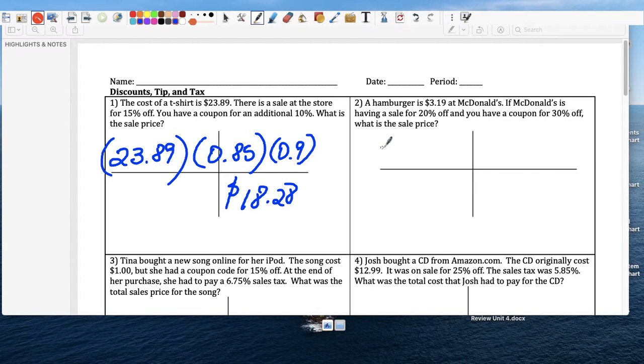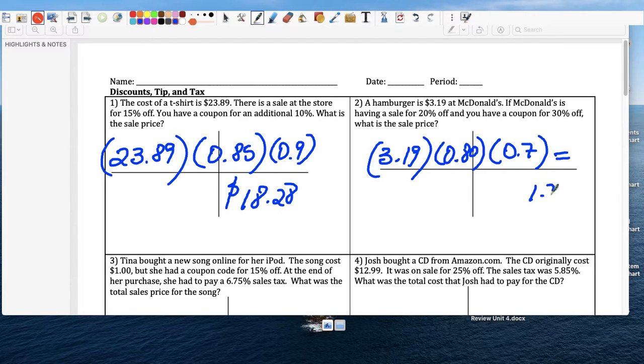Number two, we have a hamburger, $3.19. We have two discounts on top of that. So the first discount is going to reduce our price to 80%. And then we're going to have a new price, right? My hamburger is going to be at a lower price. And from that price, I want to take 30% off, which means I'm responsible for 0.70, right? So 3.19 times 0.8 times 0.7. And our burger ends up costing us $1.79.